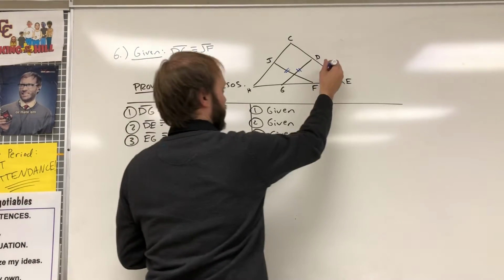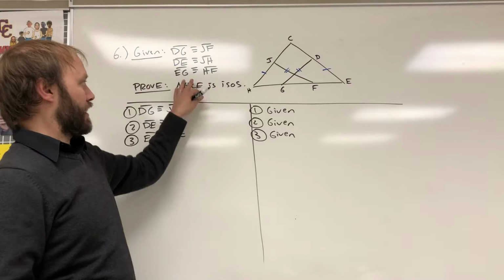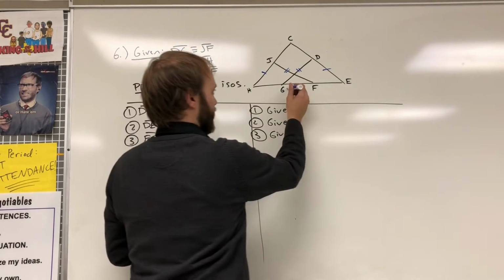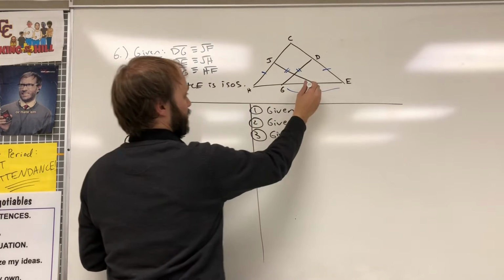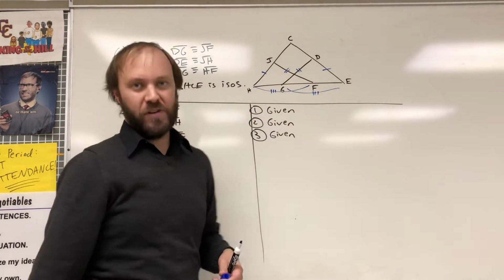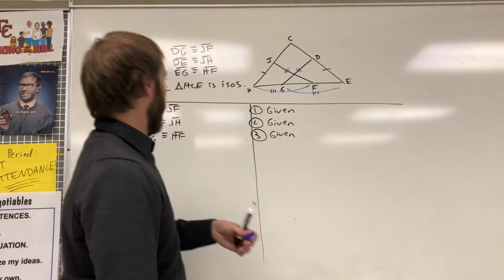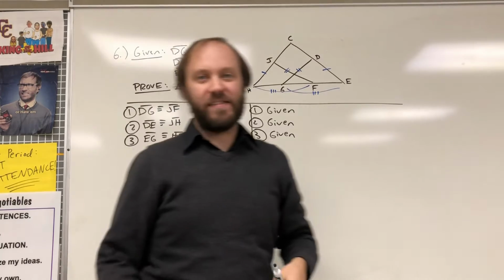DE is congruent to JH, so I'll mark those two lower segments on that triangle congruent. And EG, which is this segment here, is congruent to HF, which is that segment there. So we've got those overlapping segments equal to each other, all right? They want me to prove that triangle HCE, which is the big triangle, is isosceles, all right?